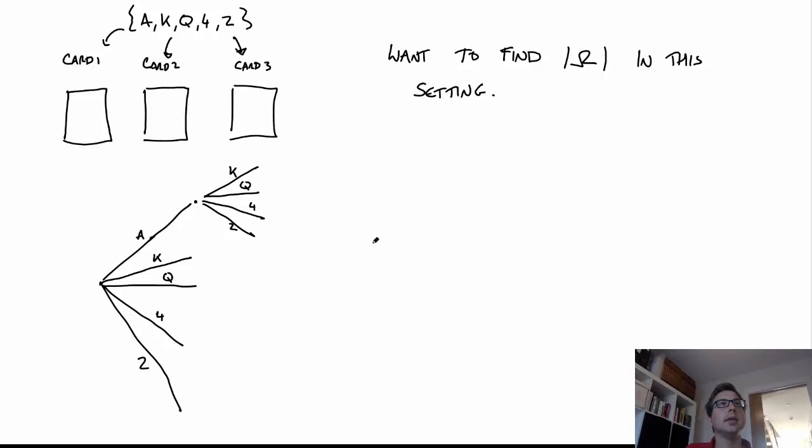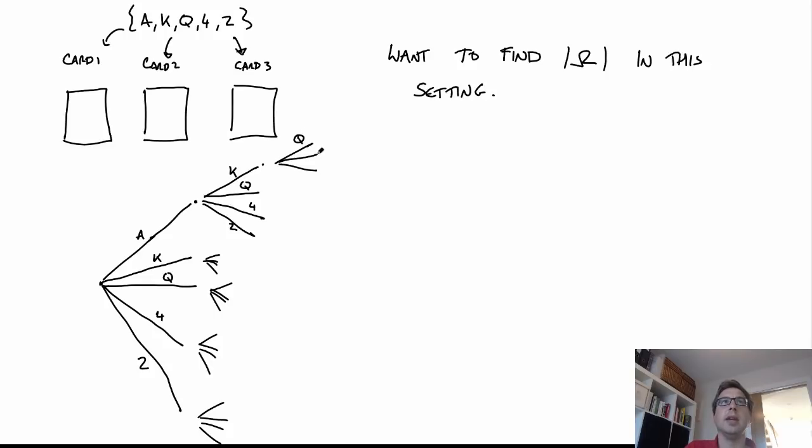And equally, we would get 4 branches out of here, and 4 branches out of here, 4 branches out of here, and 4 branches out of here. Then for the third card here, we've got an ace out of the deck, a king out of the deck, so there's only 3 cards left: a queen, a 4, and a 2.